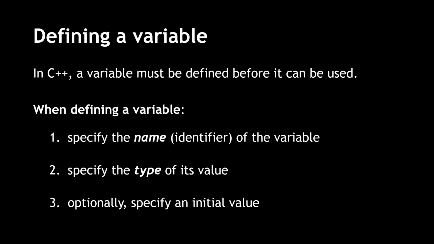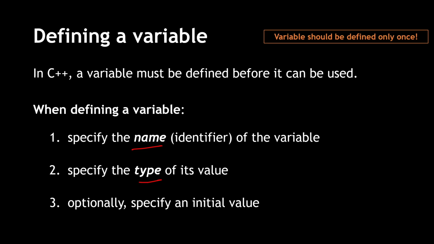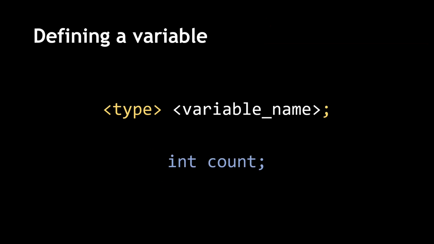In C++, a variable must be defined before it can be used. When defining a variable, you must specify the name of the variable and the type of its value. Optionally, you can specify an initial value for your variable to start with. Please note that a variable in C++ should only be defined once. You need to use the following syntax in C++ to define a variable. First, you need to specify the type, followed by a space, followed by the name of the variable, and ending the statement with a semicolon.